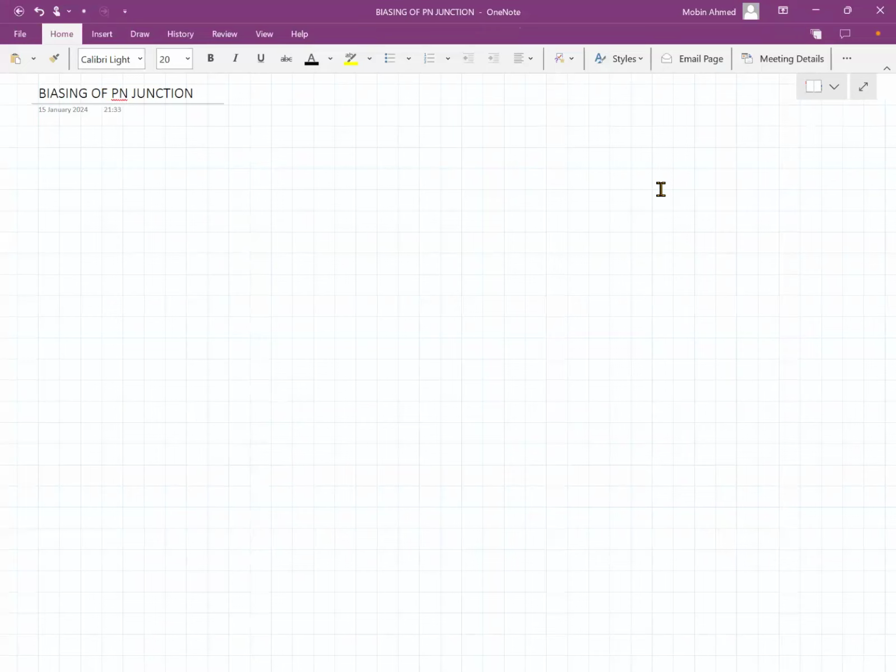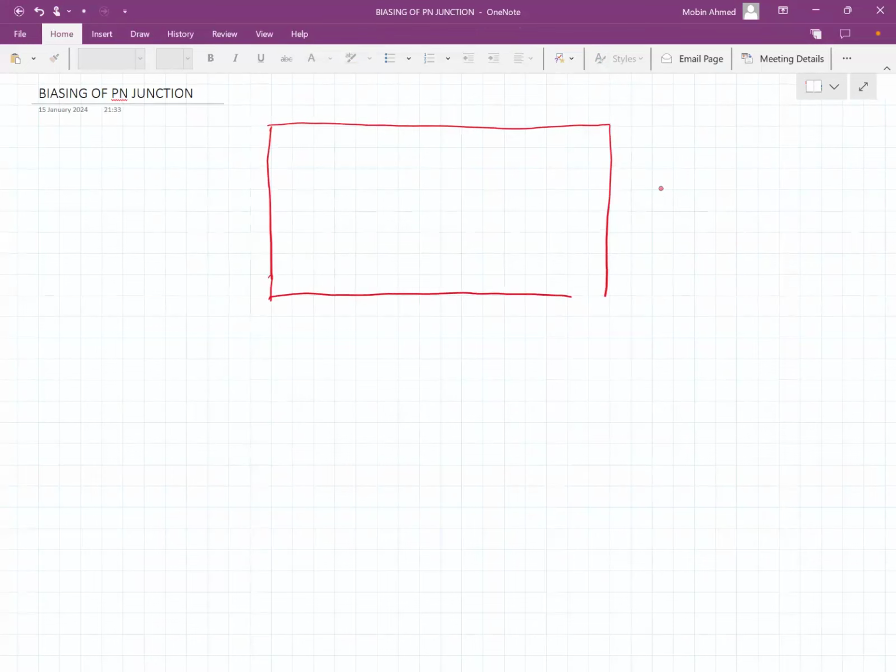So we have the PN diode here. Suppose this is the PN diode. Here there is a depletion region.